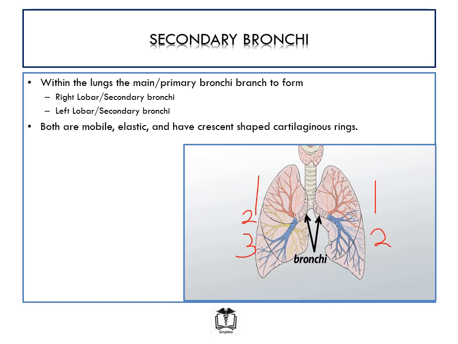In terms of the structure of the secondary bronchi, they are mobile, they're elastic, and they have crescent-shaped cartilaginous rings. You can see how from the trachea down to the bronchi, the shapes of the cartilaginous rings tend to differ. When we start from the trachea, we have them C-shaped and large. When we get to the primary bronchus, they are U-shaped, and eventually, getting into the secondary bronchus, they become crescent-shaped and plated.